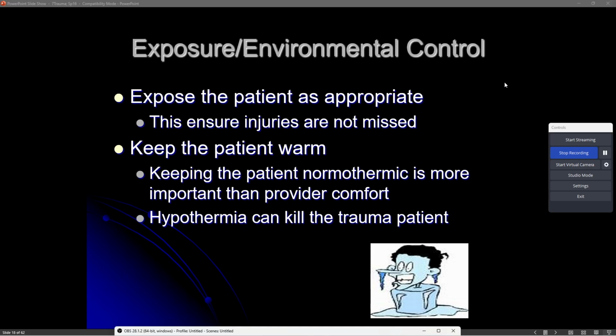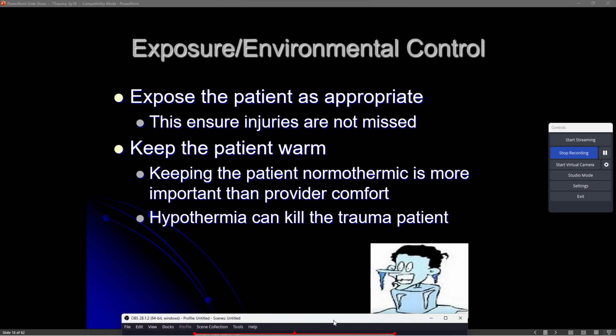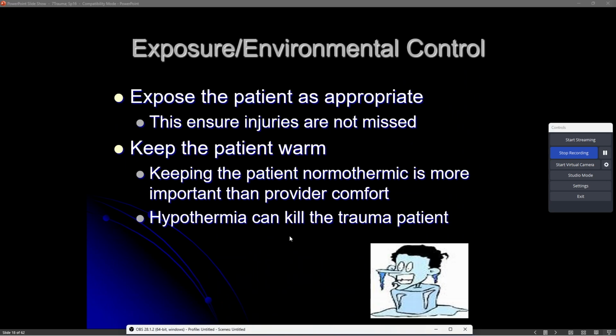If the patient is hypothermic due to blood loss or environmental factors, keep them warm. Keep the patient normothermic, and make sure that they don't become hypothermic, because that by itself can result in cardiac death. Anyhow, keeping the patient warm is key.